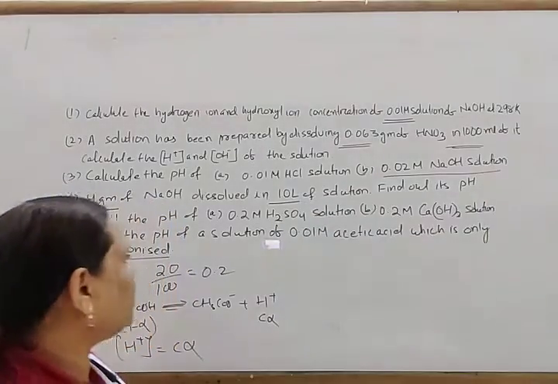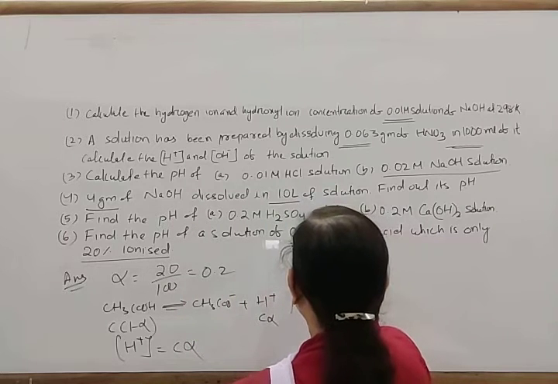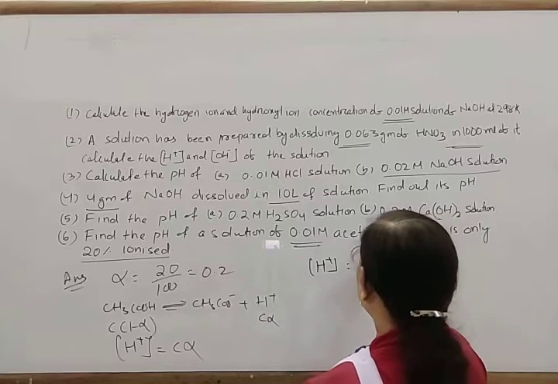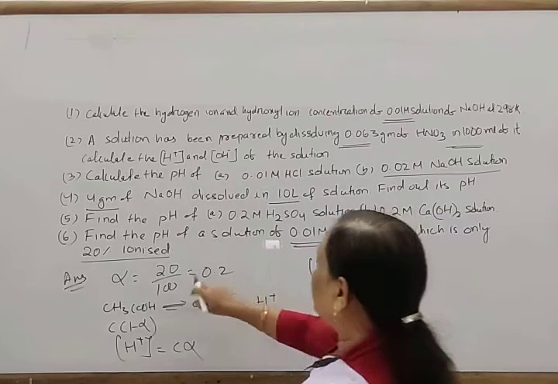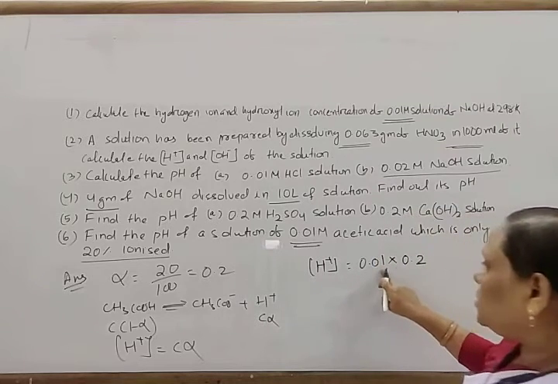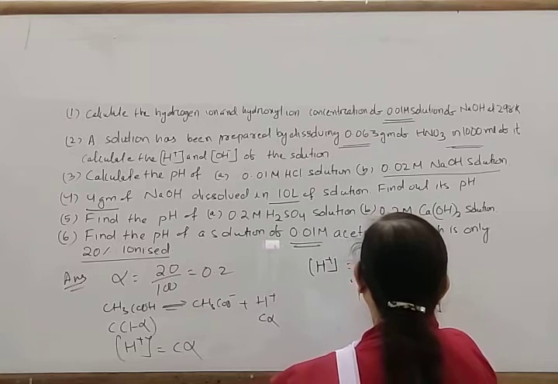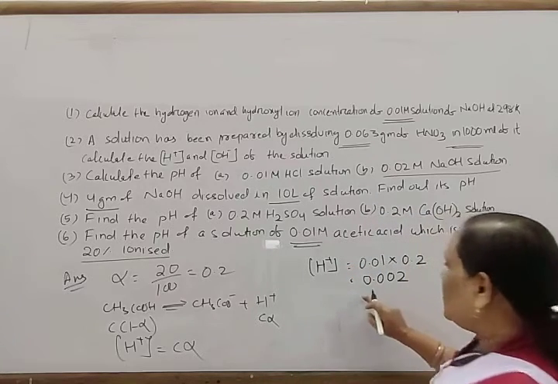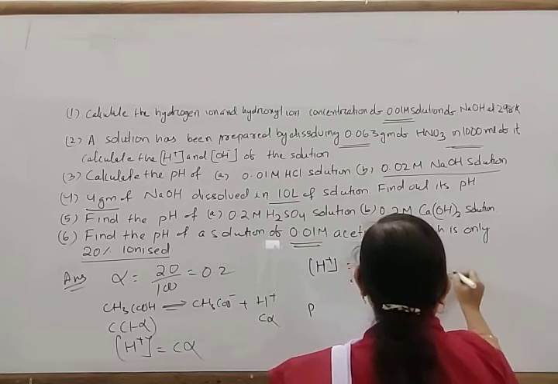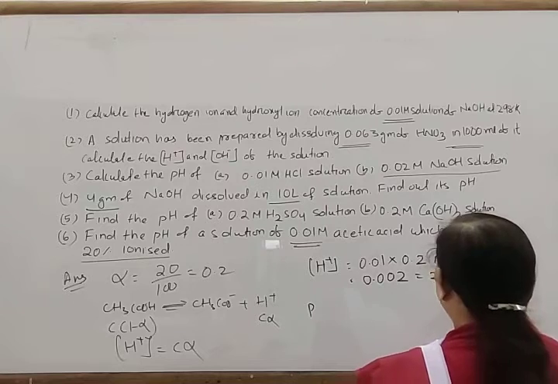And what is the value of C given? C given is 0.01 M. So in this way, the H plus concentration is C given, 0.01, times alpha value 0.2. 0.01 and 0.2, that is 0.002. Now, it is 2 into 10 to the power minus 3 M.